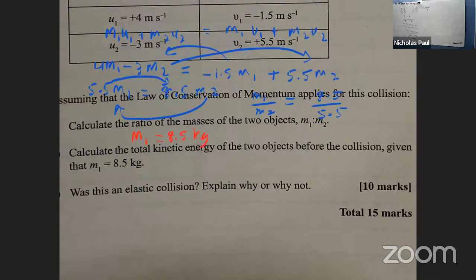Right, M1 is 8.5, and M2 is what again? 5.5. They wanted to find the total kinetic energy before. So find the total kinetic energy before. Right? Why do you find kinetic energy again? Work it out some more, before.